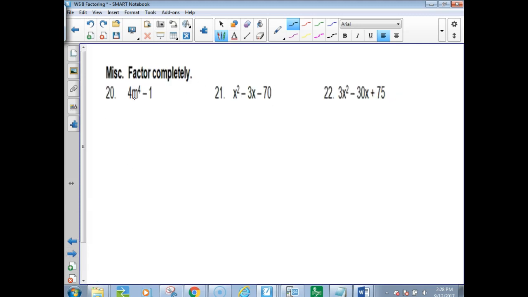Let's see. Okay, so miscellaneous, factor completely. Do we have this one? I want to check the quiz preview, but this is just what this one is.